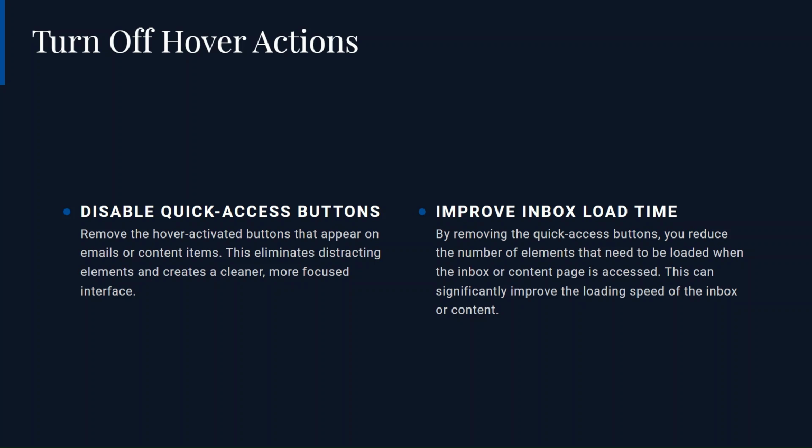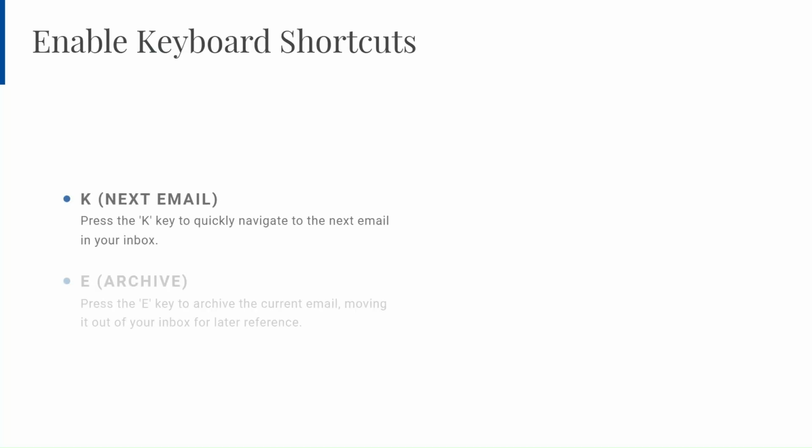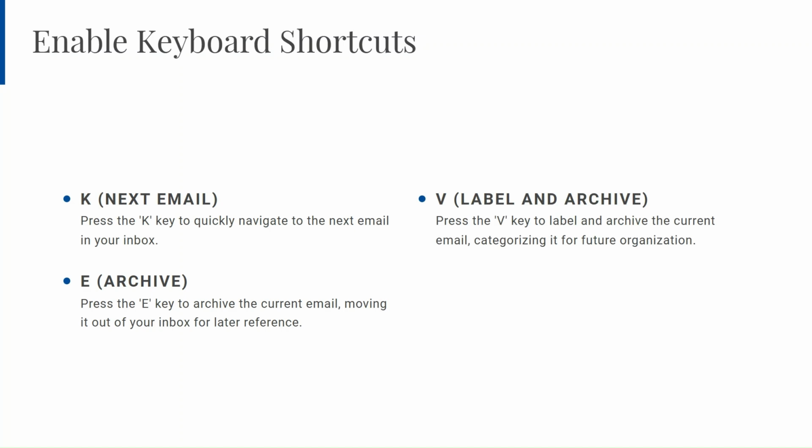Set undo send to 30 seconds. Maximize the time to stop emails from sending. Find this in Settings, General, Undo Send. Enable keyboard shortcuts. Activate shortcuts like K, next email, E, archive, and V, label and archive for faster navigation.